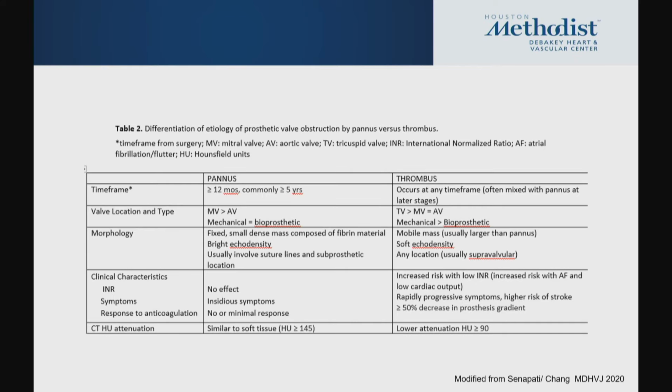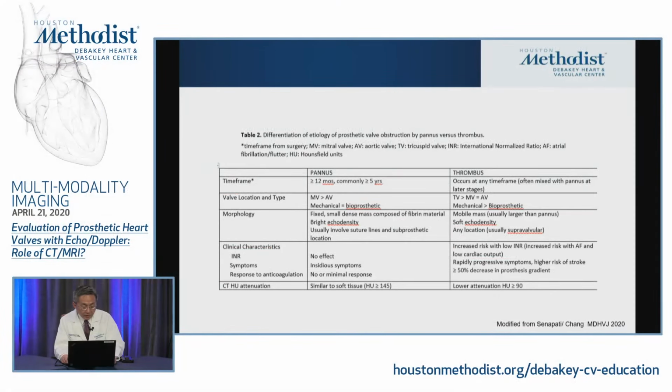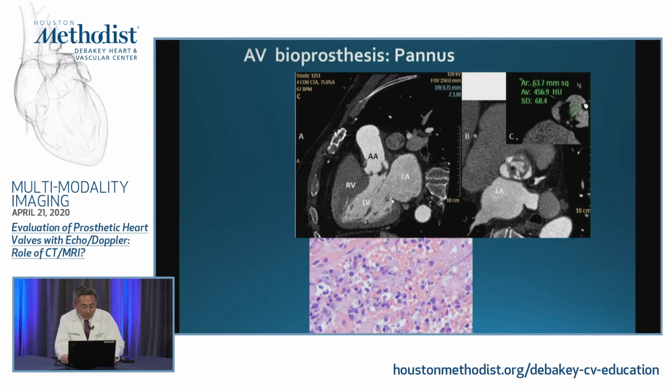This is a quick summary of the difference between pannus and thrombus. Again, I want to emphasize thrombus is mostly supravalvular with low attenuation. Pannus is usually subvalvular and with higher attenuation, similar to soft tissue. Just some quick examples of obstruction.